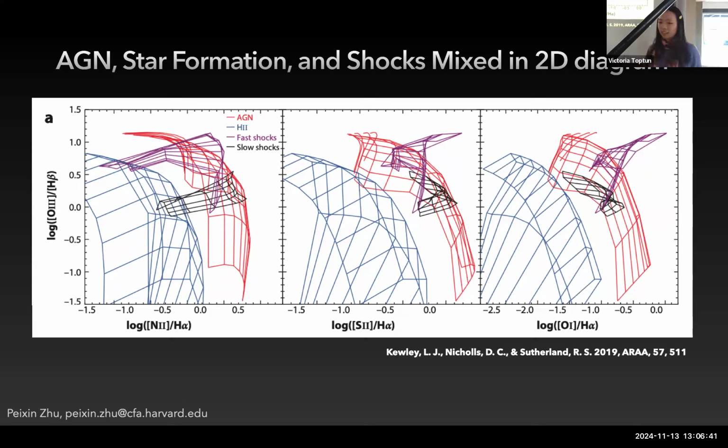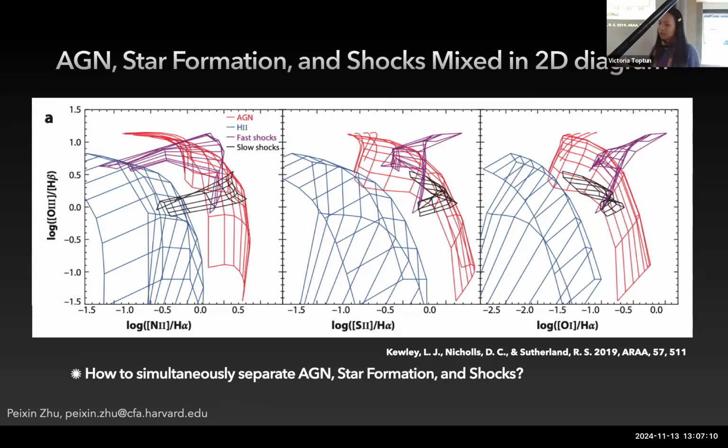If you are wondering what the difference is between fast shocks and slow shocks, one simple division is that shock velocities below 200 kilometers per second are slow shocks, and above 200 kilometers per second are fast shocks. Fast shocks are different from the slow shock model because fast shocks also generate a pre-ionized precursor gas in the pre-shock regions.